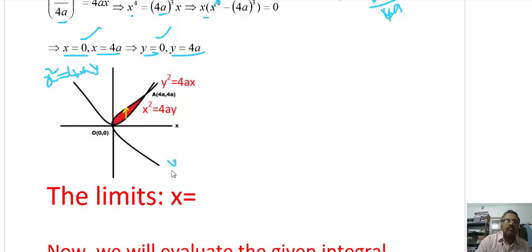Now, this is y square equals 4ax. The first point of intersection is the origin, and the second point of intersection is this one. This is the common region. So the first point is completed. Now, how to find the limits?